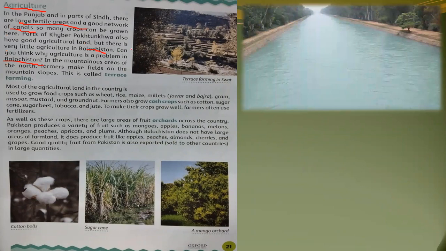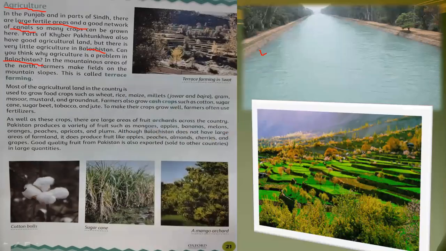This is the canal. In the mountainous areas of the north, farmers make fields on the mountain slopes. This is called terrace farming. Look at this one. Step by step, we have a little bit of land, and farmers grow their crops on that land. This is terrace farming. You can see it goes step by step upwards, because there are no particular fields or plains for the farmer to grow crops on. That's why in that area farmers do it like this.